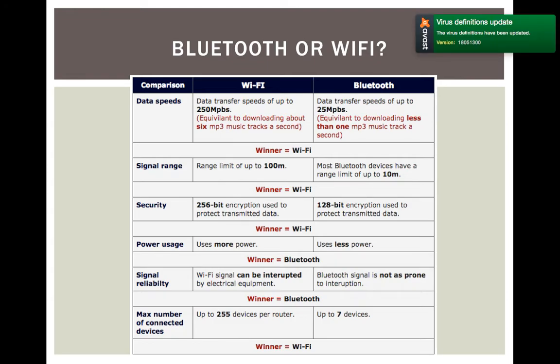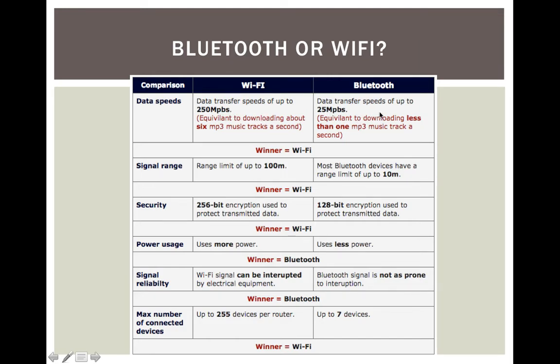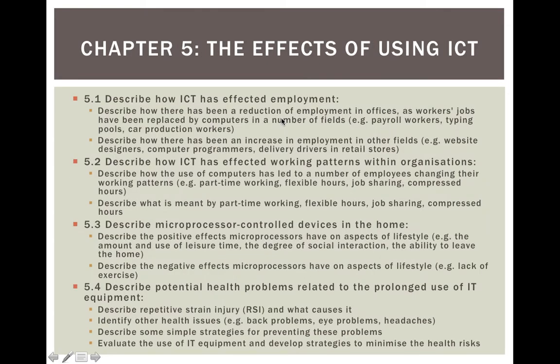Bluetooth or Wi-Fi. I've popped this one in here because it's quite often that you get asked about why would somebody choose to connect their network using Bluetooth or something like that, which is quite a strange question. So just to give you an idea of the advantages and disadvantages of these connection methods. So for example, data speed, Wi-Fi is the winner in this. Because Wi-Fi can transfer speeds of up to 250 megabytes per second, whereas Bluetooth can only transfer 25. The signal range.